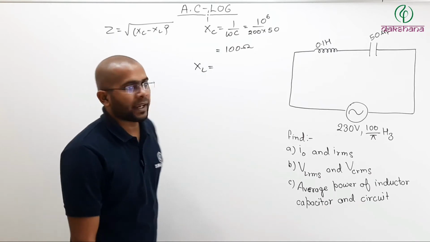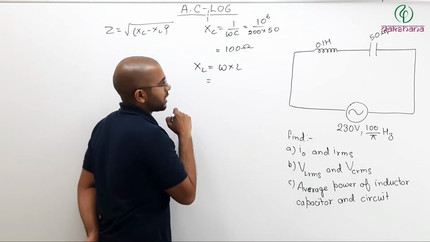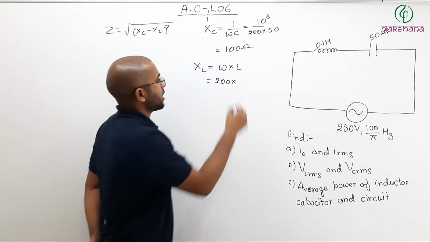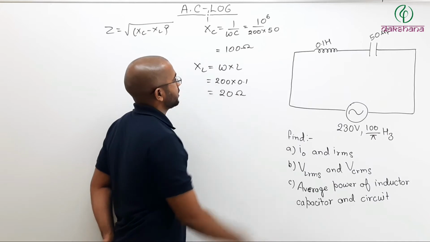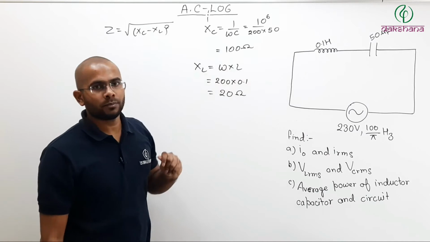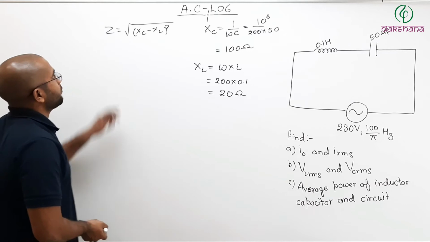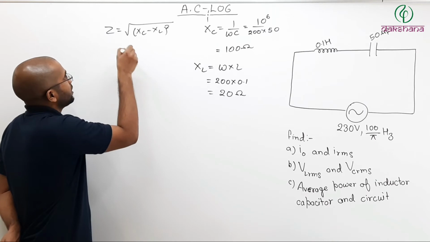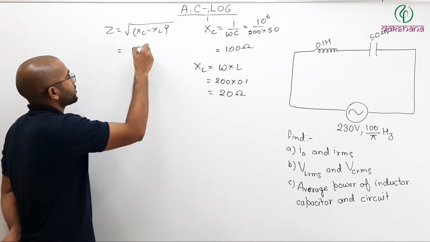XL is omega times L. What is omega? Omega we have already calculated, 200 times L. What is L? 0.1. So that is nothing but 20. Correct. So that is 20 ohm. So here XC is 100 ohm and XL is 20 ohm. So in this case, if I want to find XC minus XL, that would be how much? Remember, the under root you can remove, so it will be 100 minus 20, that is 80 ohms.